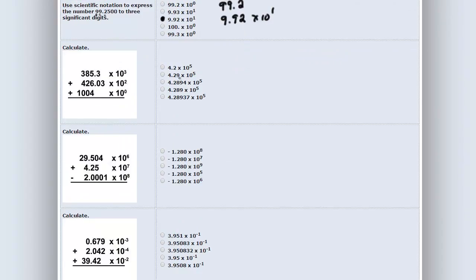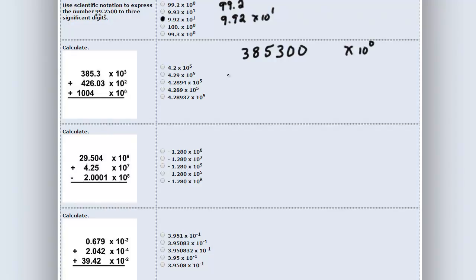Now when we calculate these, we have to make sure that they all have the same power of 10 when we add and subtract. They have to have the same power of 10. So let's just go to the 0. If we go to the 0, then this is going to be 3,853. So I moved it over 1, 2, 3 places, times 10 to the 0.